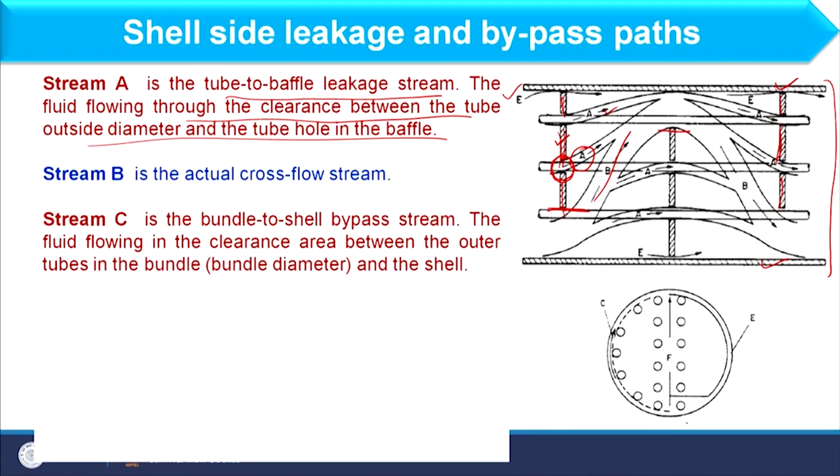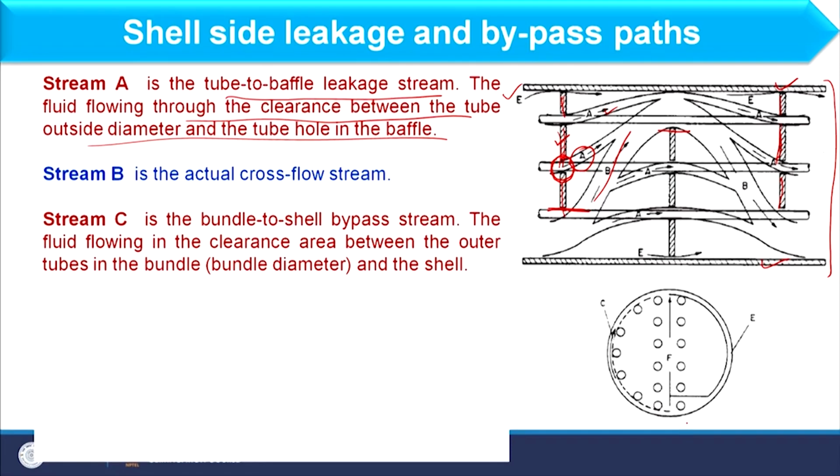So, stream C is basically between bundle diameter and shell. I hope you understand the meaning of bundle diameter. Bundle diameter means the outer periphery of the tube, the periphery according to the outermost tube which is available in the bundle. That and the gap between shell and that bundle diameter, we consider that clearance as baffle to shell bypass stream.